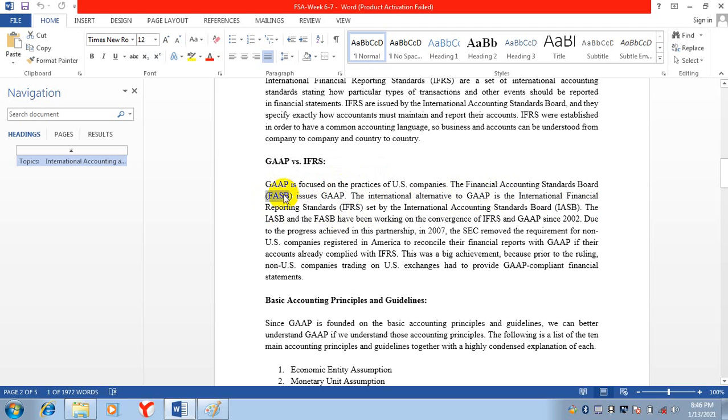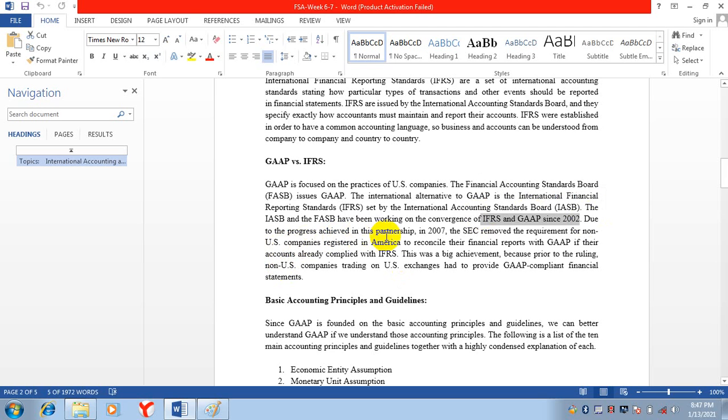GAAP is followed in the USA, under the US Securities and Exchange Commission. The international alternative to GAAP is the International Financial Reporting Standards, set by the International Accounting Standards Board. The IASB and the FASB have been working on the convergence of IFRS and GAAP since 2002. These two bodies have been trying since 2002 to converge, to combine these two sets of standards.